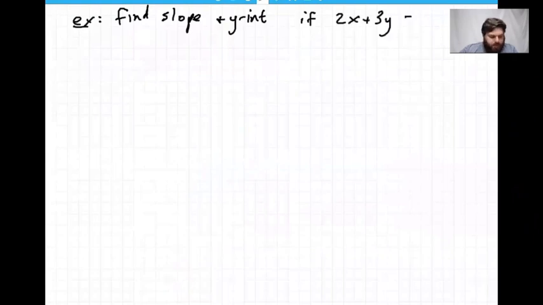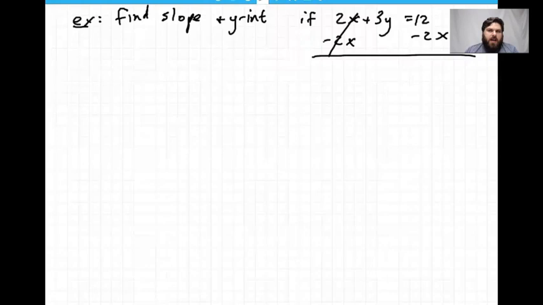So we have 2x plus 3y equals 12. It's tempting to say, oh, the slope is the number in front of the x, so the slope is 2, and the y-intercept is the number without the x, so that's 12. But you don't get to do that yet because we haven't solved for y. So what I have to do is get y by itself. I'm going to take away 2x from both sides.